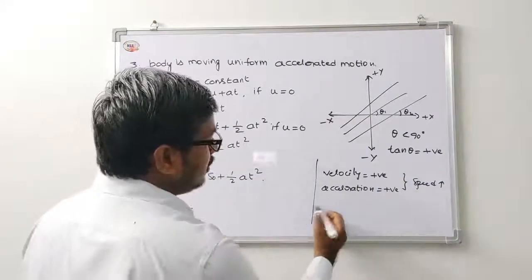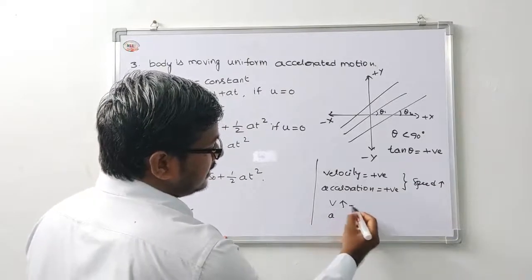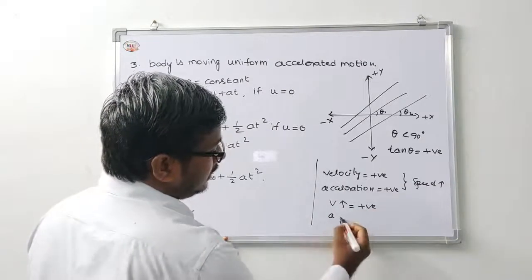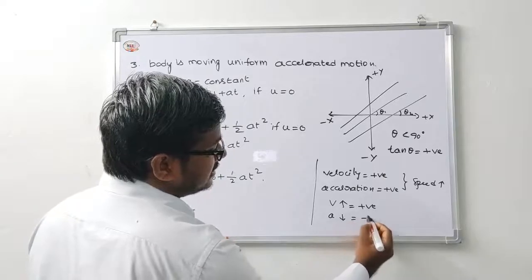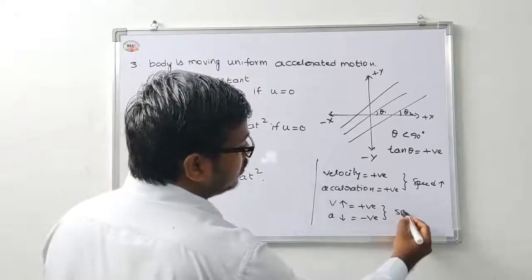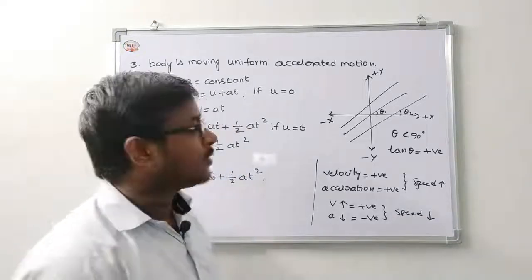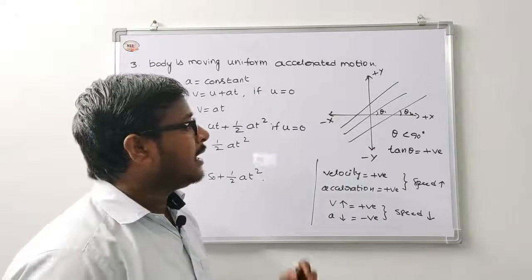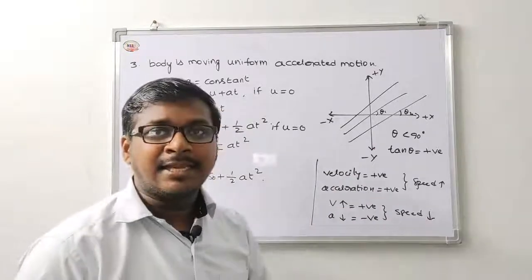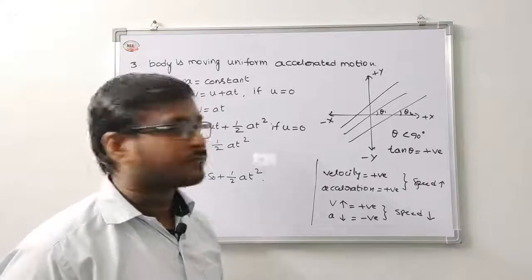For example, velocity is positive and a is decreasing, the acceleration is negative. These two are different signs, so the speed also automatically decreases. Okay, the acute angle is less than 90 degrees, theta less than 90 degrees, and tan theta is positive.